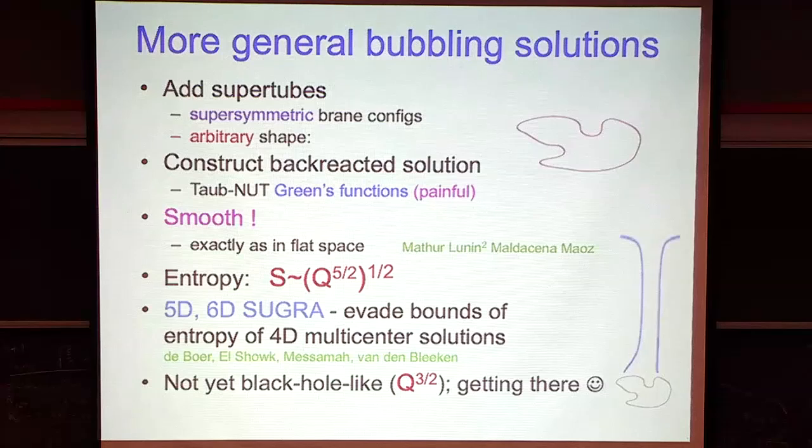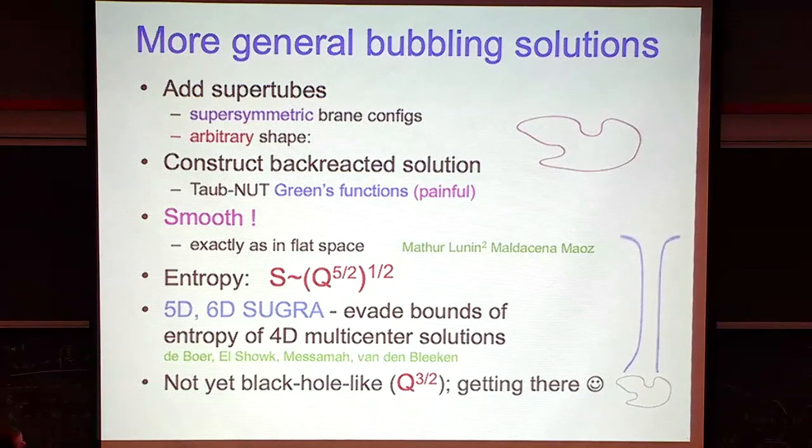Otherwise put, the supertubes depend on the M-theory direction. They actually break the U(1) invariance along the M-theory direction, and therefore, since they break one extra U(1), there should be more of them. And if you do that, again, it has been quite a painful thing to do. One can construct the supertubes, and you need Taub-NUT Green's functions. It's a pretty gory mess.